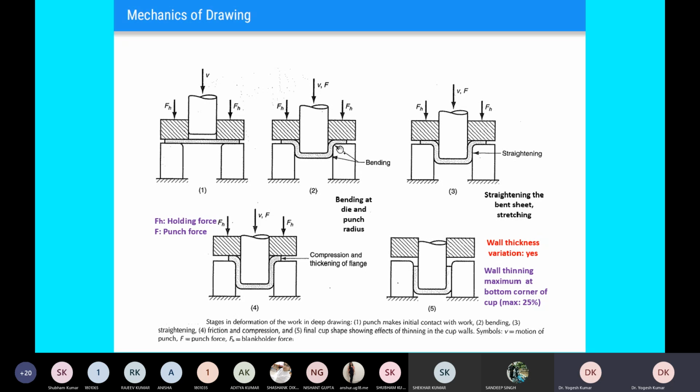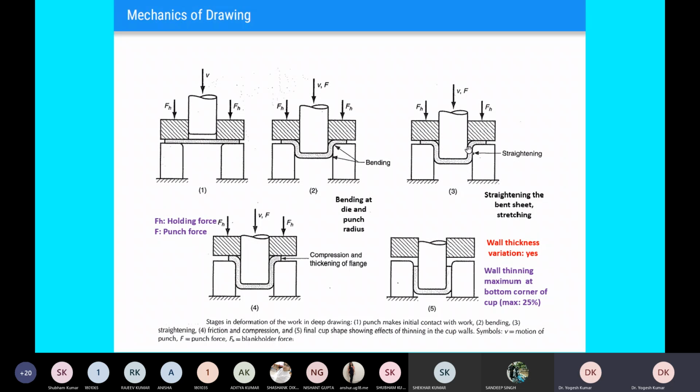If we move further and apply forces, and your punch moves further, what will happen? This bend portion will be straightened along your die wall. In the next step, in figure 3, we can see this bend portion is straightened, and there are tensile stresses generated in this straightened portion.